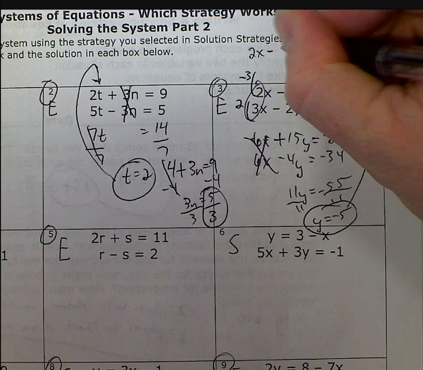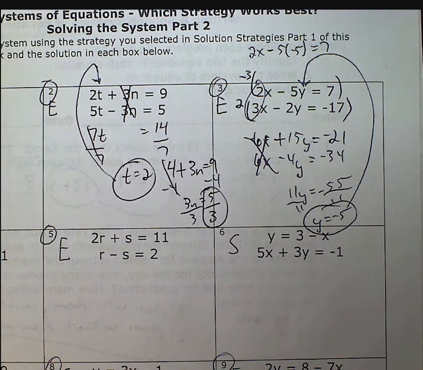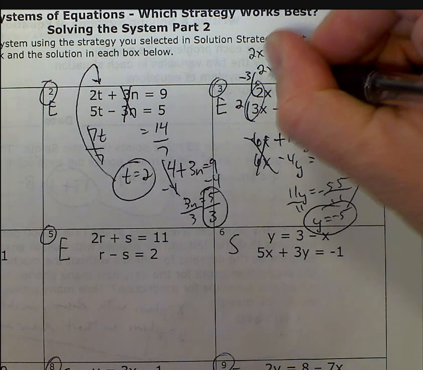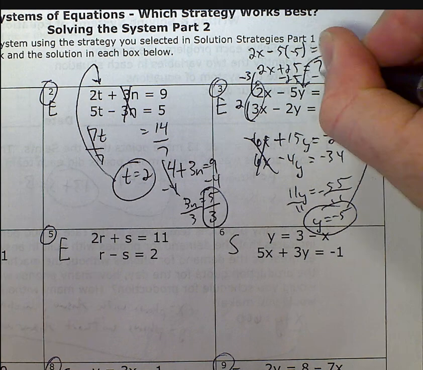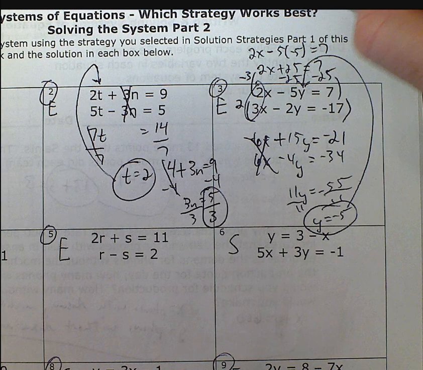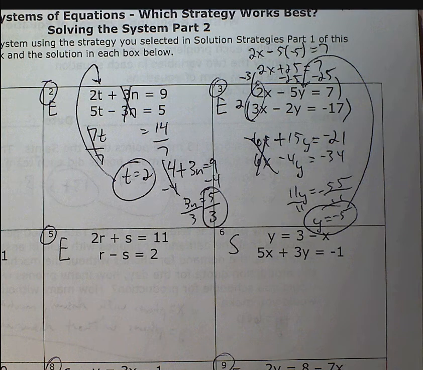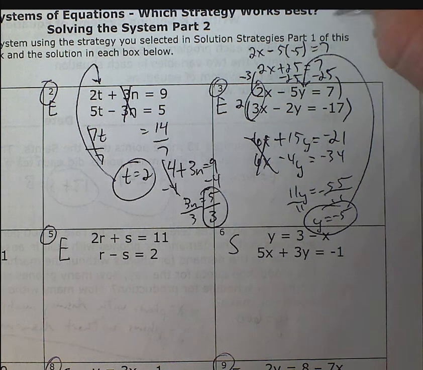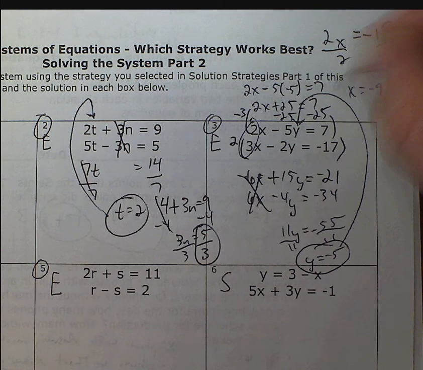2x minus 5 times negative 5 equals 7. Negative 5 times negative 5 is positive 25, plus 2x equals 7. Minus 25, so that gives me 2x equals negative 18. Divide by 2, and x equals negative 9.